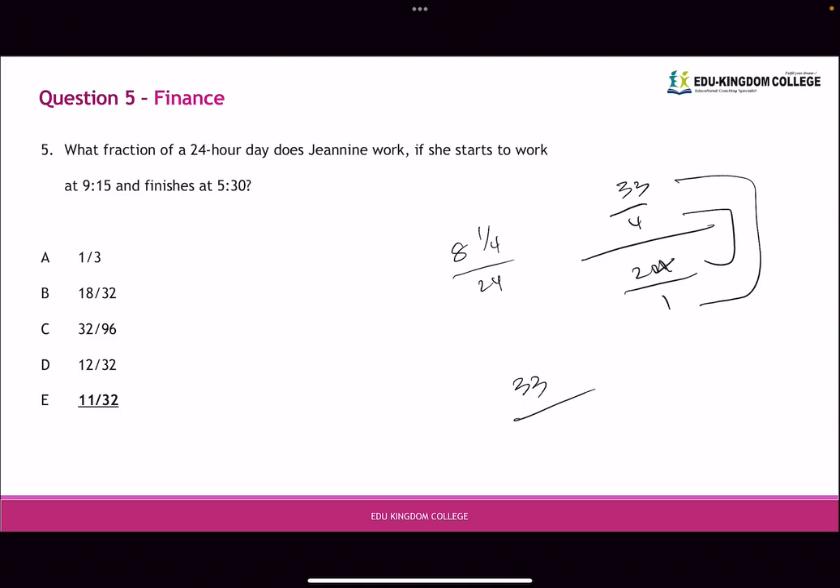So 96. Sorry, it should be 96. Yeah, divide top and bottom by 3, you should get 11 on 32.